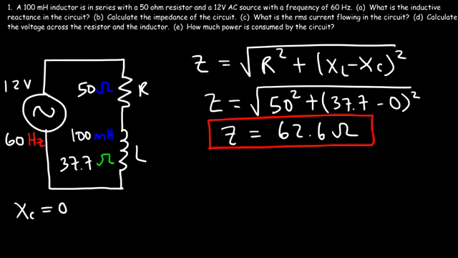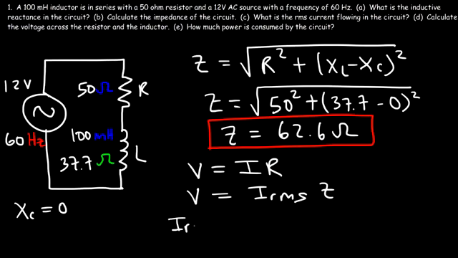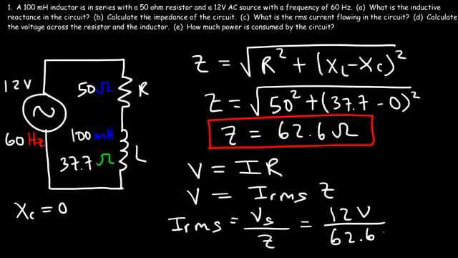Now let's move on to part C. What is the RMS current flowing in the circuit? V is equal to IR. But in this example, V is going to equal the RMS current times the impedance. So the RMS current is going to be the source voltage, or the voltage of the AC signal, divided by the impedance of the circuit. So we have a 12 volt signal and the impedance is 62.6 ohms.